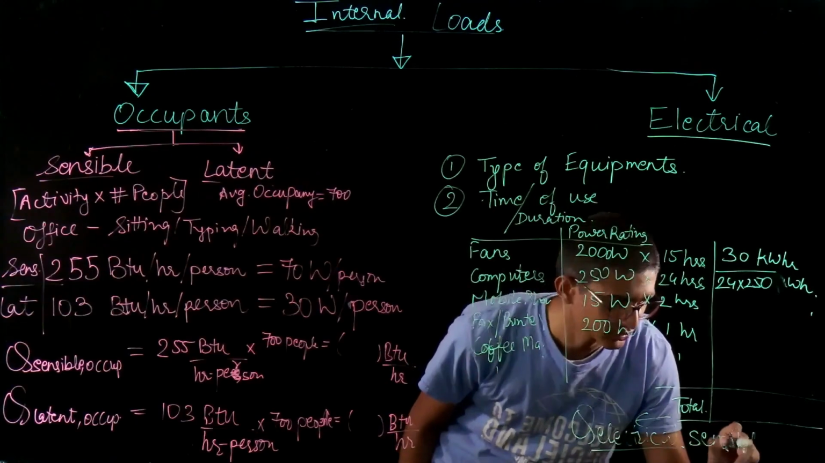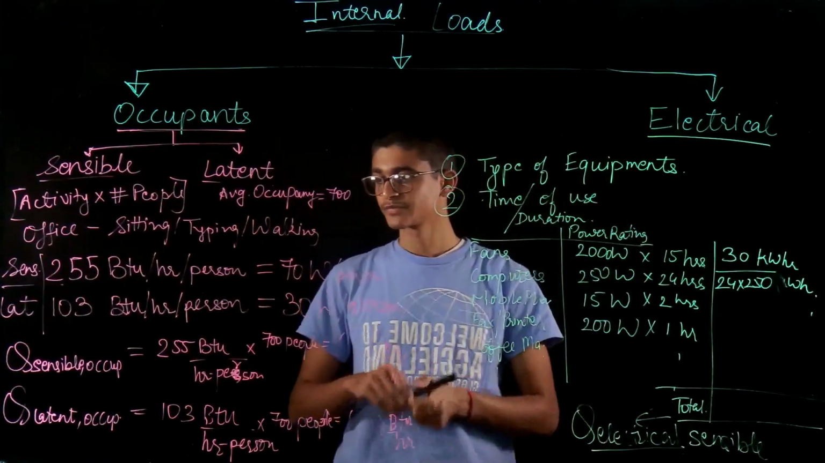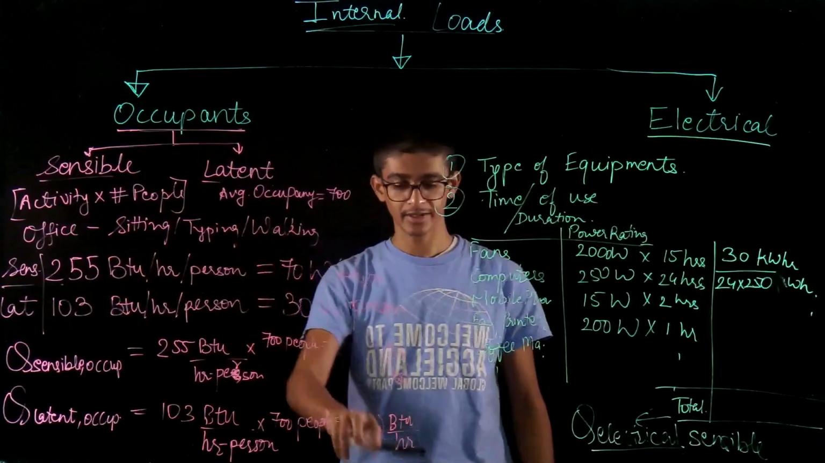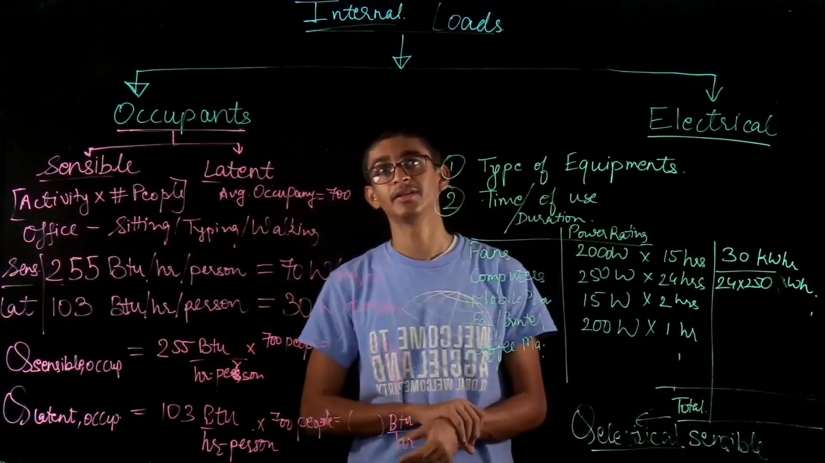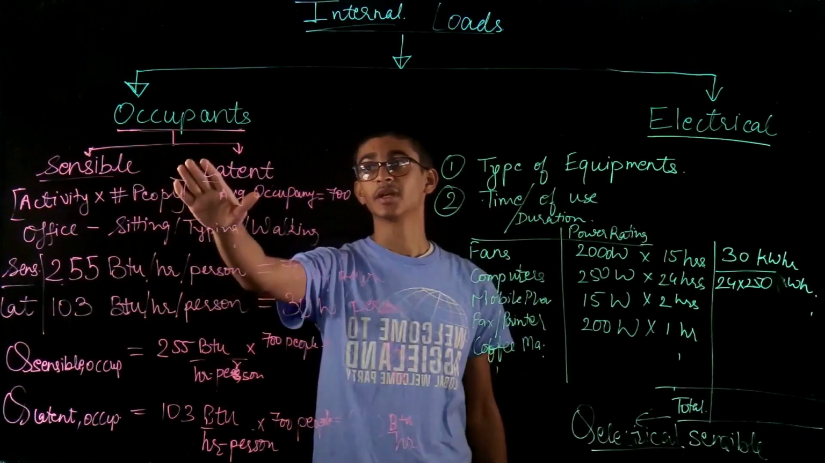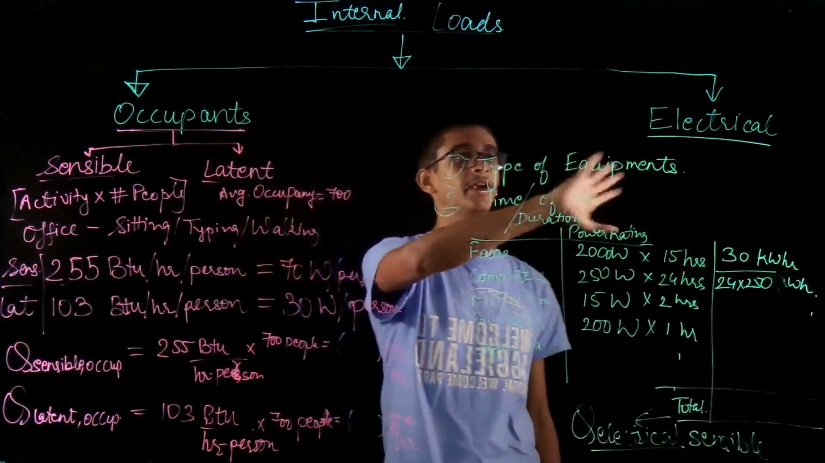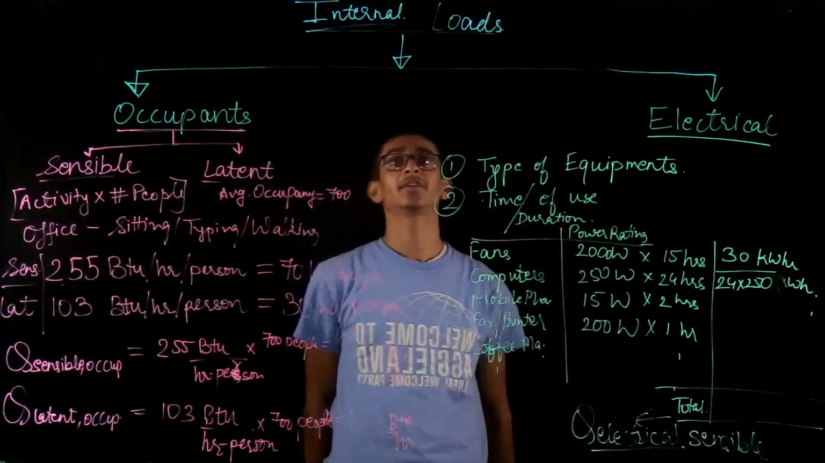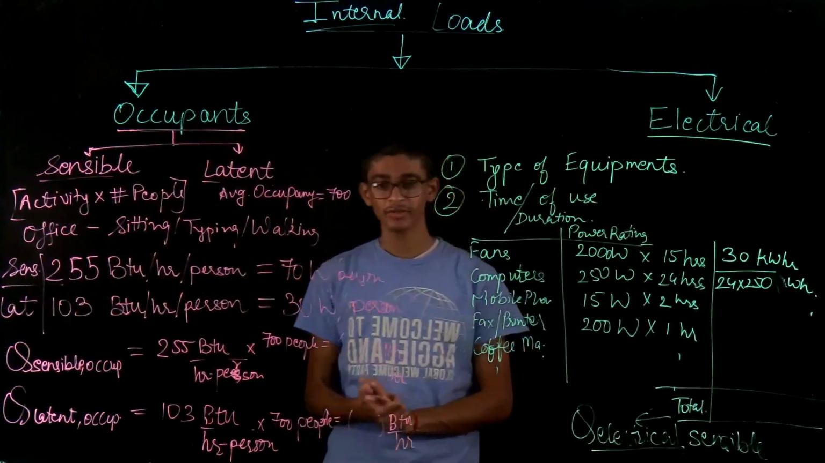There's no latent part. The latent part only comes from the occupants and the infiltration, which we have already covered in the solar load. That's all we have with respect to the internal loads, the occupants and the electrical load. Those are the two major contributions to my internal loads. Thank you and have a nice day.